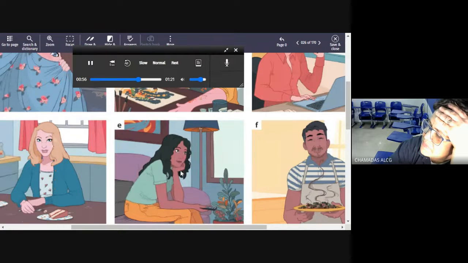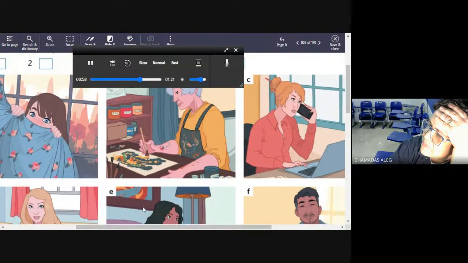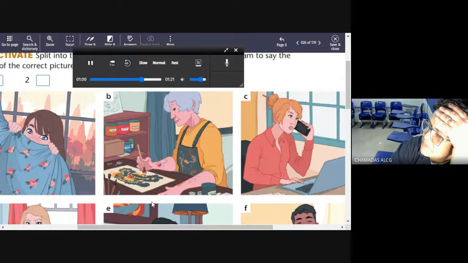Five, here's my friend Anna. She has blonde hair and blue eyes. She loves cooking, but she hates washing dishes.